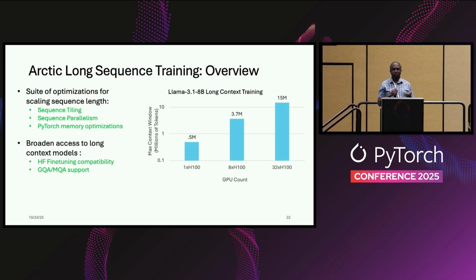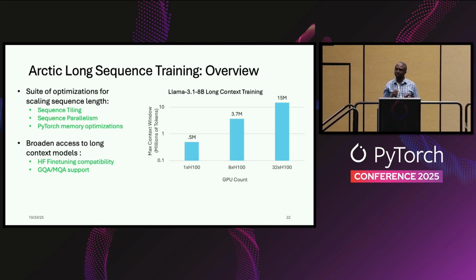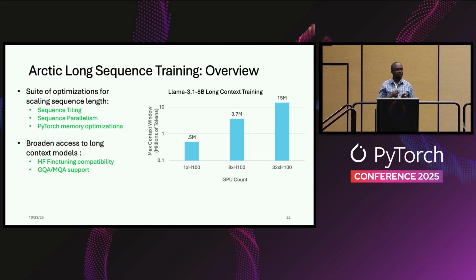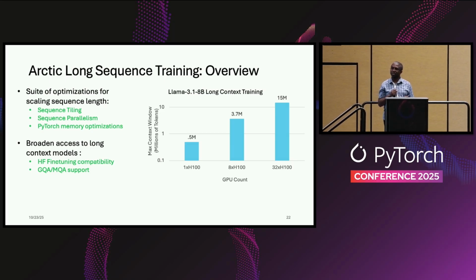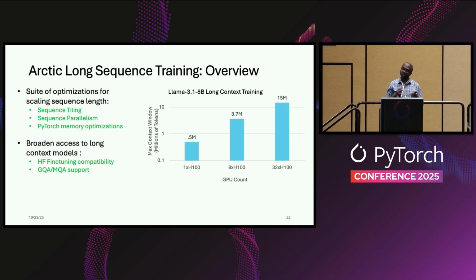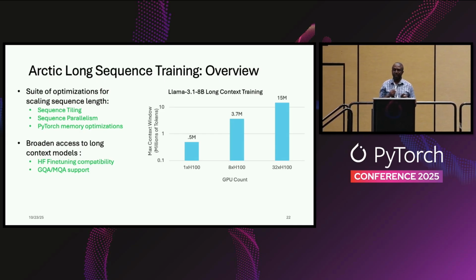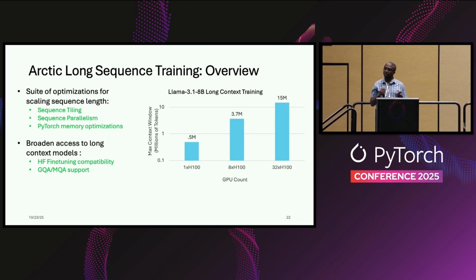And there are three directions of optimizations here. One is tiling. So we end up doing the tile computation. Then we also leverage parallelism. We're able to parallelize your context across GPUs. And we take advantage of the newest memory optimizations in the latest versions of PyTorch. So by solving this problem, we also provide the Hugging Face fine-tuning capability and support for the newer attention mechanisms.